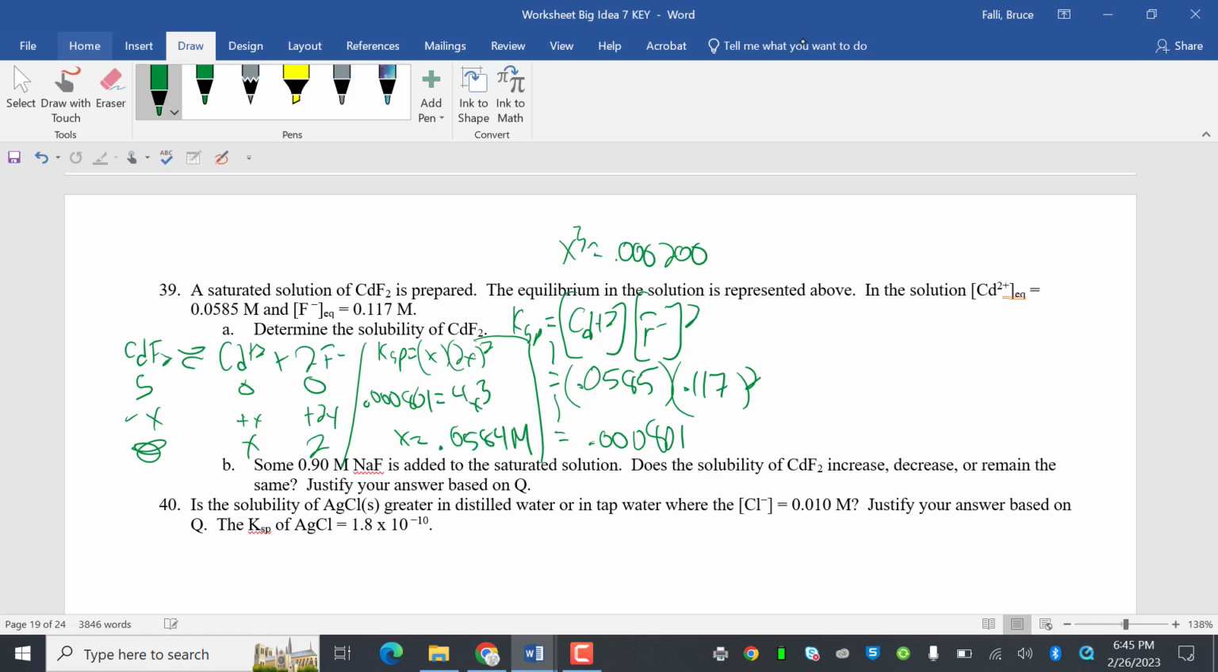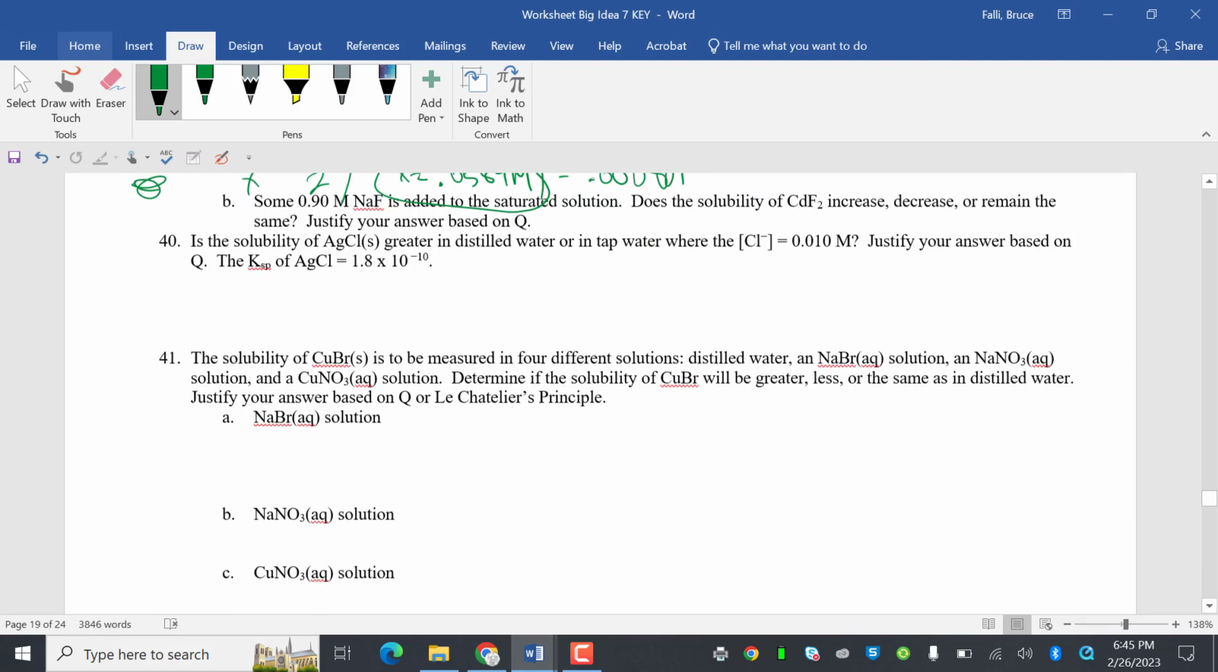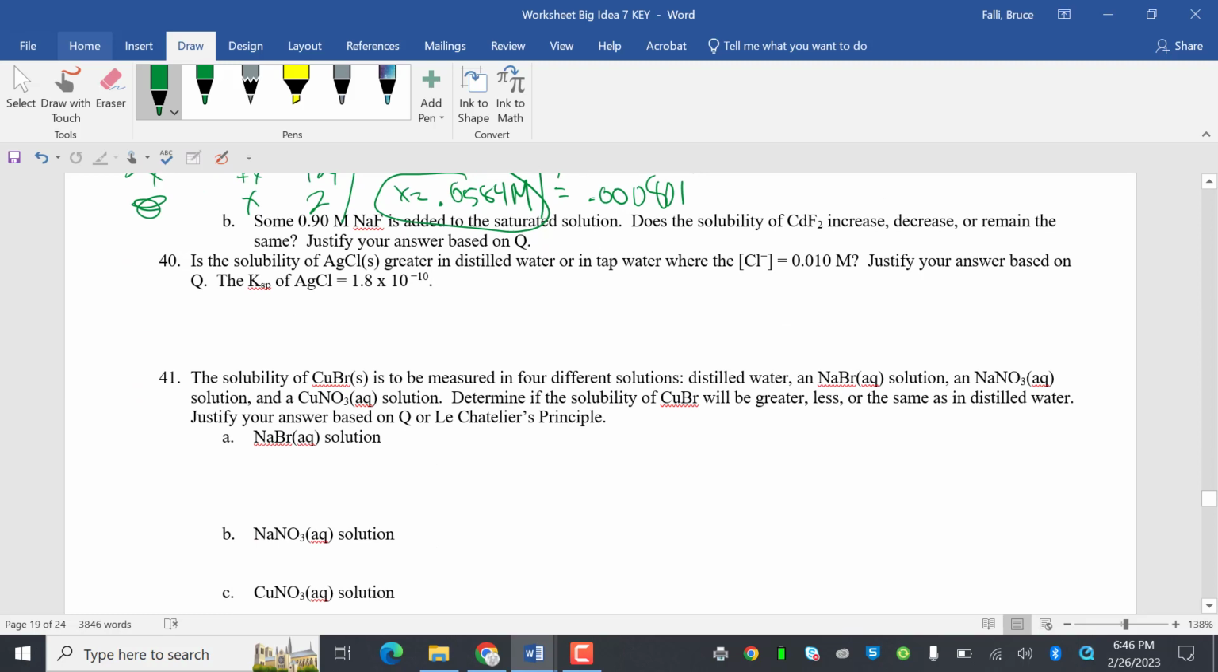And that's the molar solubility. That's pretty high. Is the solubility of AgCl greater in distilled water or in tap water where the Cl negative is 0.01 molar? Justify your answer based on Q. So Q is Ag positive times Cl negative. And if I increase Cl negative, I increase Q. So that means it precipitates better. So solubility goes down because it's more likely to precipitate.